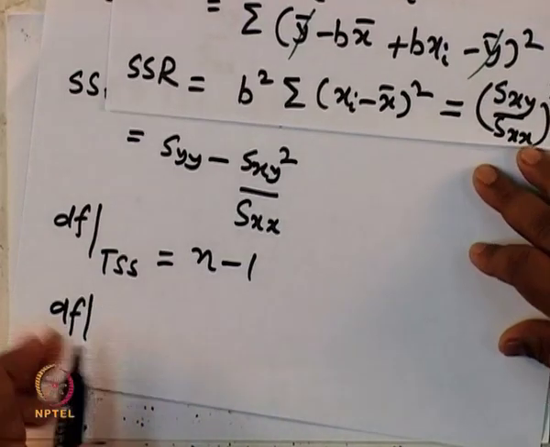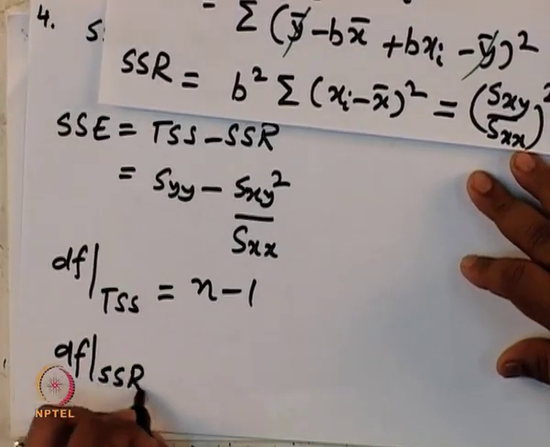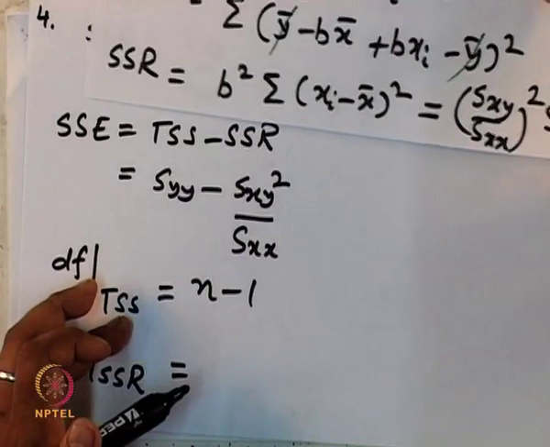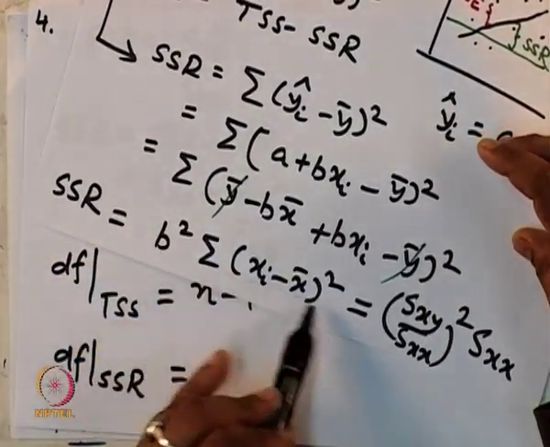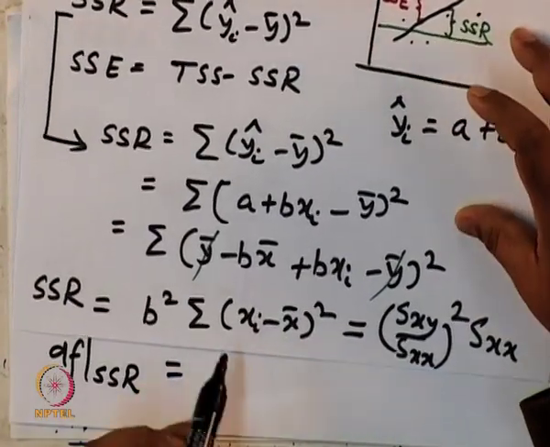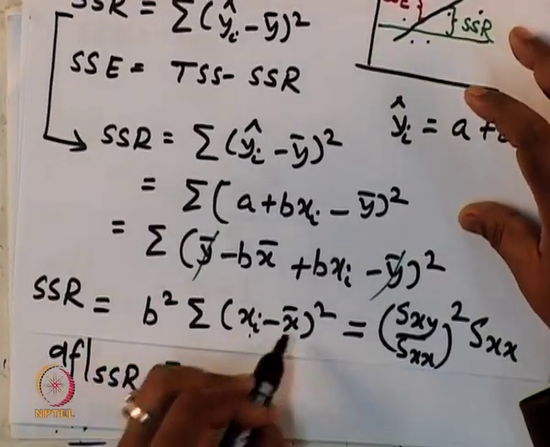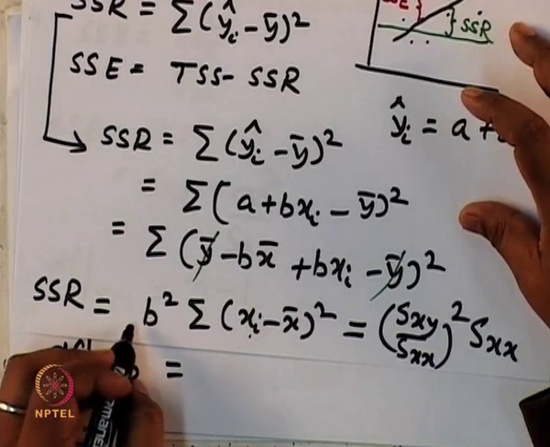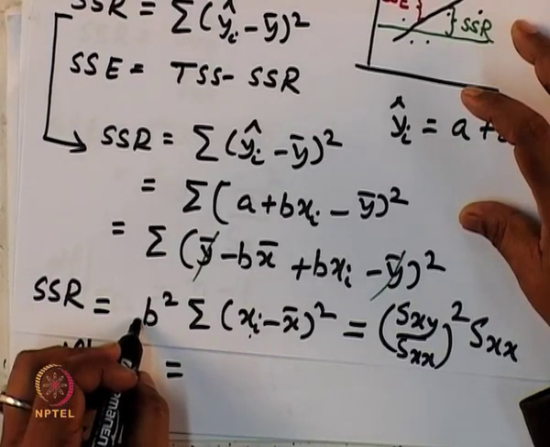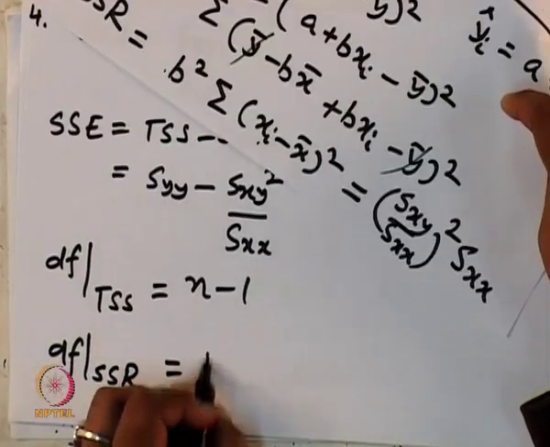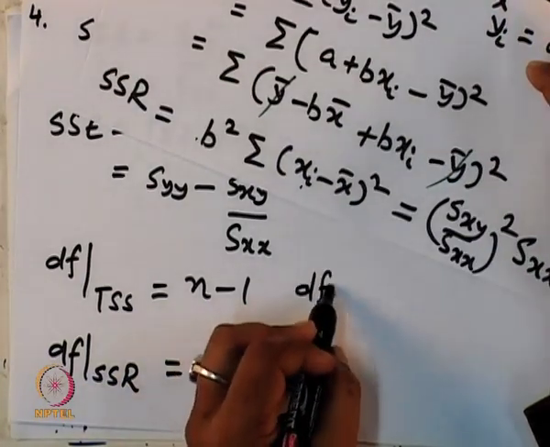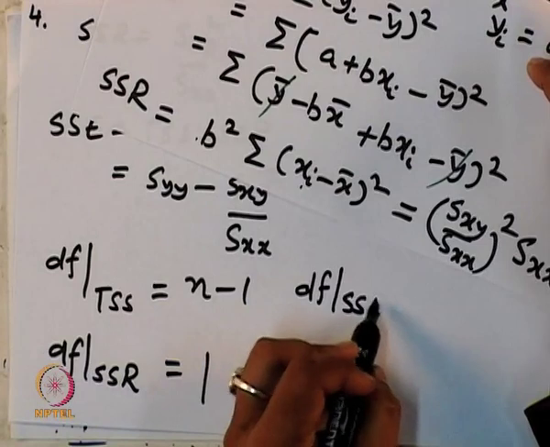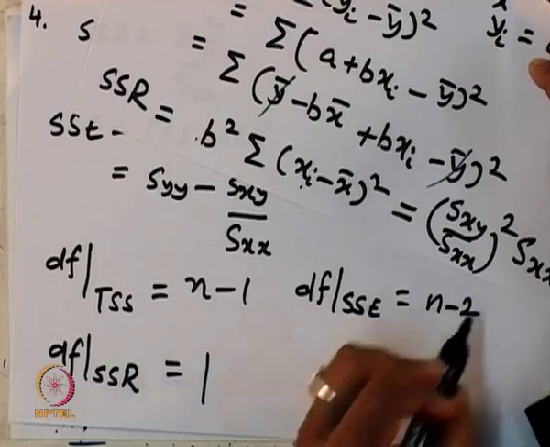What is the degree of freedom of SSR? Okay. So, SSR has this expression which is b square into summation of xi minus x bar whole square, right. So, all these xi and x bar are specified. So, you have only one degree of freedom coming from b. Okay. So, degree of freedom of SSR is equal to 1, which means the degree of freedom of SSE has to be n minus 2.